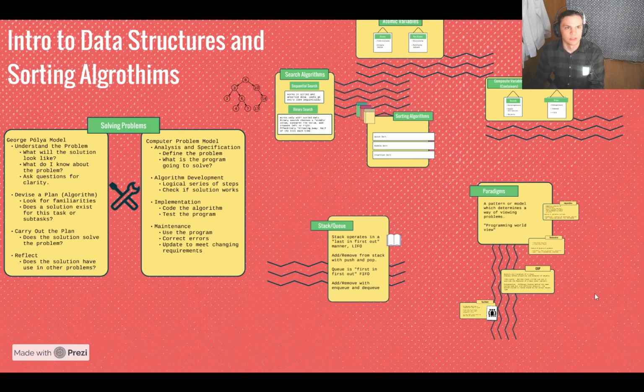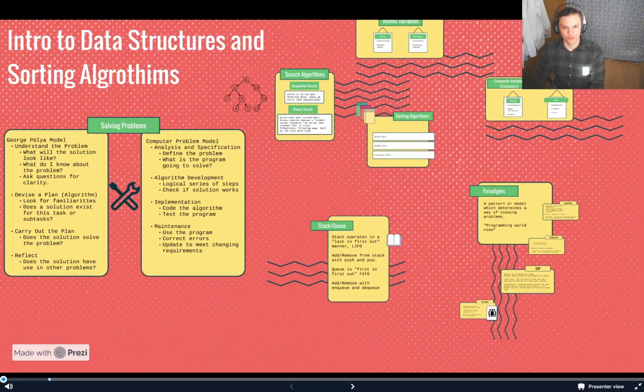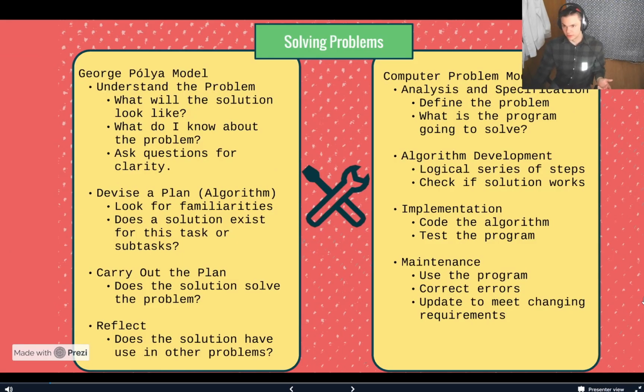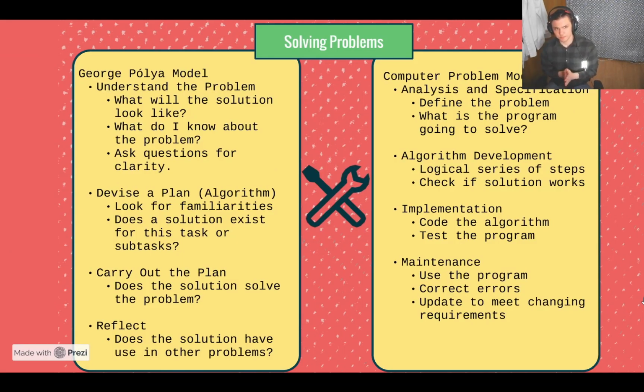For today's episode, we're going to talk about an introduction to data structures and sorting algorithms, along with some other stuff. So let's start with some problem-solving techniques. First, we're going to talk about the George Polya model. He broke it up into 4 different steps. He was a mathematician from Hungary, I believe. This is how he broke down solving complex problems.